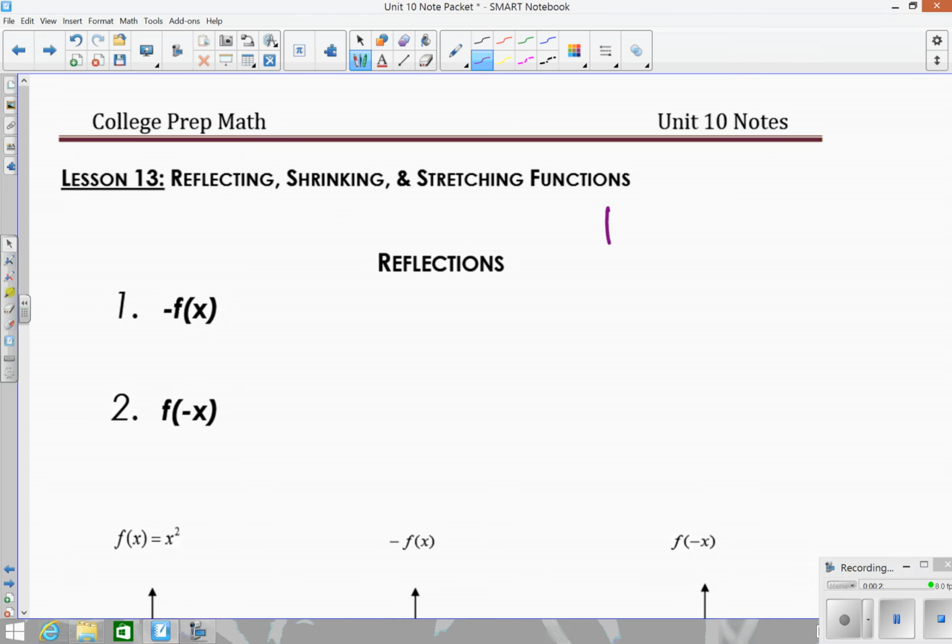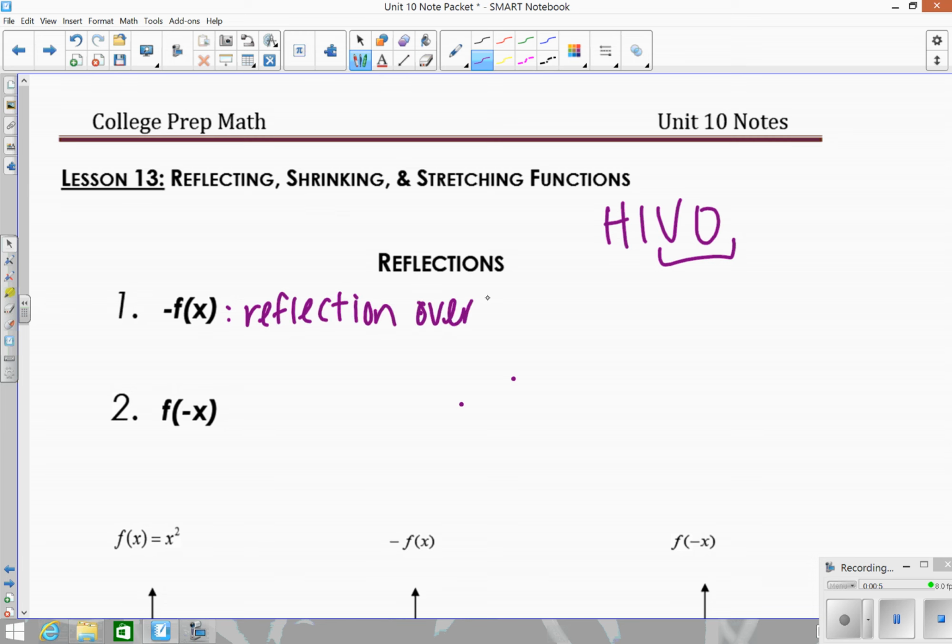So if we think about our acronym HIVO, if we look at this first example, the -1 is on the outside. So we're multiplying the outside by -1, so the entire function by -1. That means this is going to be a vertical reflection because vertical is on the outside. If we flip an object vertically, meaning up and down, that means we're going to be reflecting over the x-axis. So this is a reflection over the x-axis. This is a vertical flip, or flip vertically.